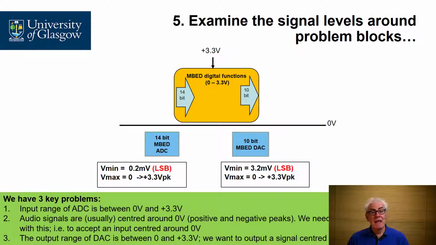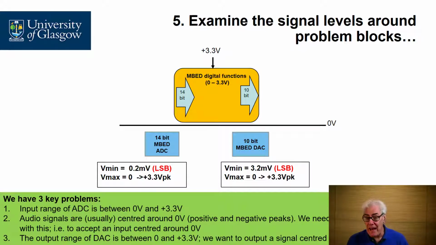First problem is the input range of the ADC is between 0 and plus 3.3 volts. That's defined by the power supplies of the embed. However, audio signals are usually centered around 0 volts because you get positive peaks and you get negative peaks. So we need to modify our circuit to deal with this, i.e. we need to be able to accept an input centered around 0 volts into the embed.